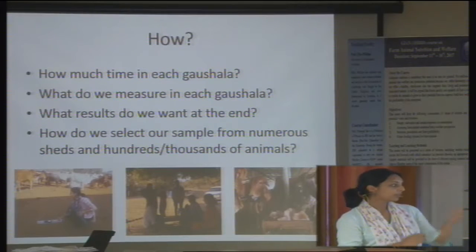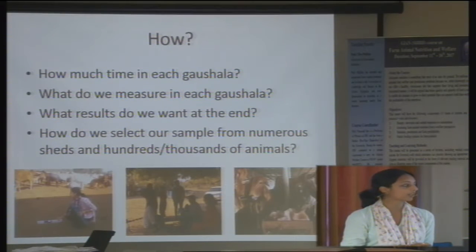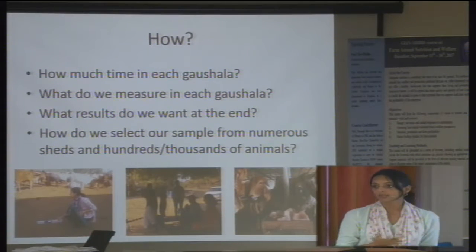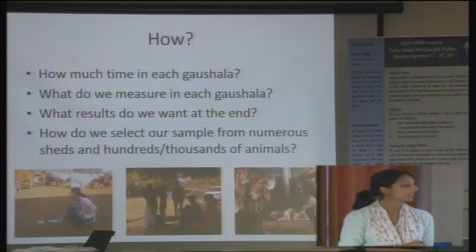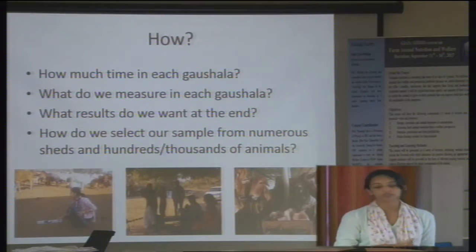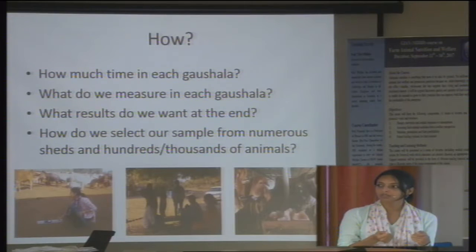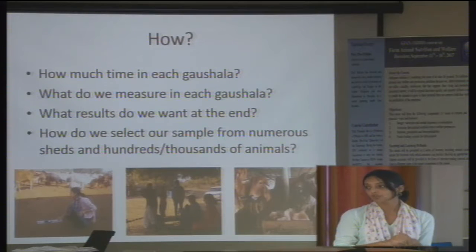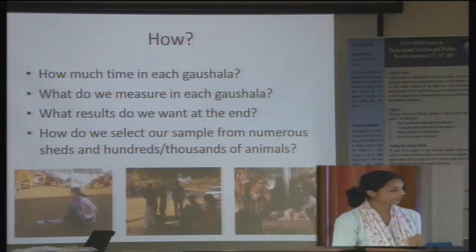And we had to work out how to select our samples. So there were some Gaushalas which had 30 sheds, and some which just had one shed. And like I said, some which had 8,000 animals, some which had 100 or 50. And we had to, through a lot of discussion, work out how many sheds would be our sample. So we decided in this study, we looked at a minimum of 2 sheds and 30 animals in each organization.